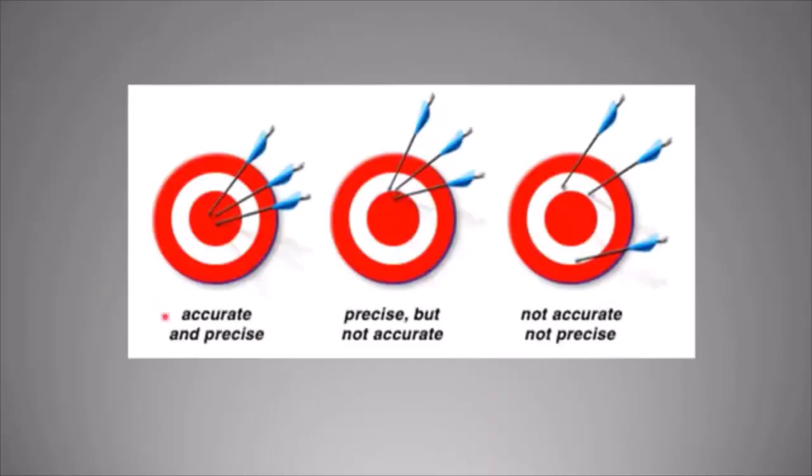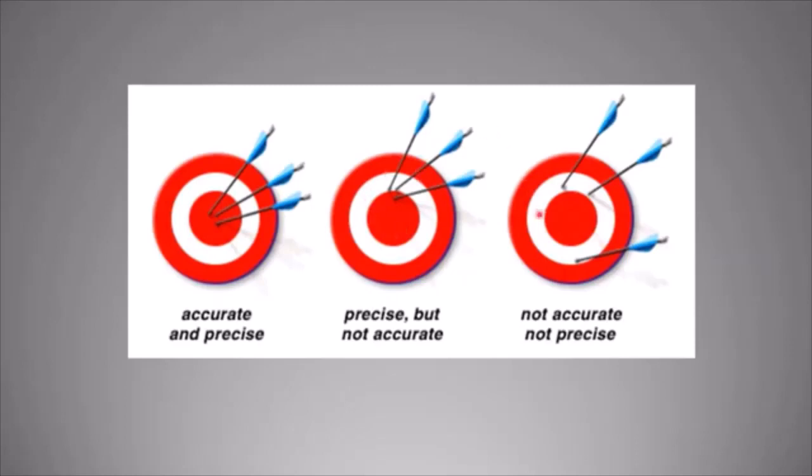In this example, I have a dartboard. The bullseye in this dartboard represents the target, or accuracy. In the left dartboard, all the arrows are inside the dartboard, so they are accurate. And since they are very close to each other, they are precise as well. Now in the dartboard in the middle, all arrows are very close to each other, so they are precise, but they didn't hit the bullseye, so they are not accurate.